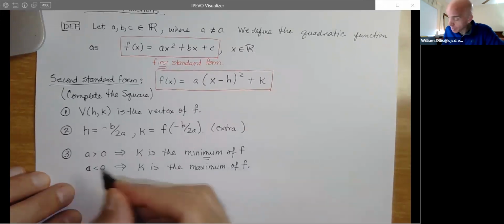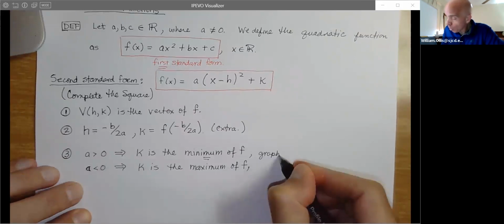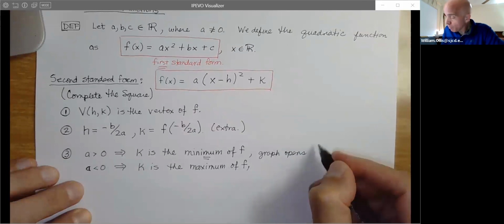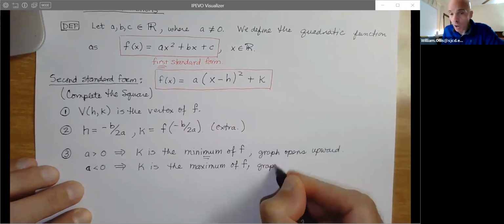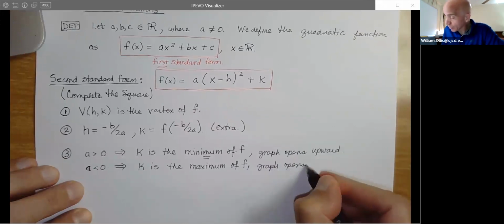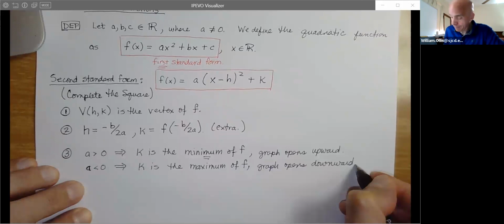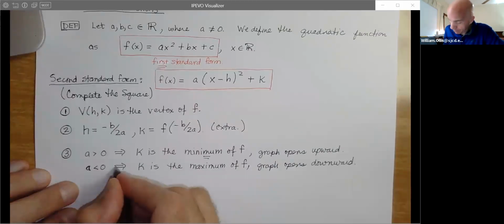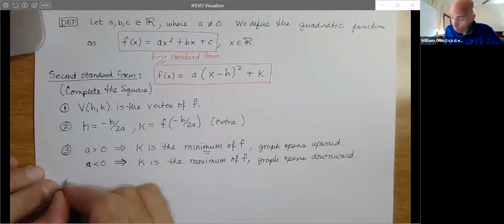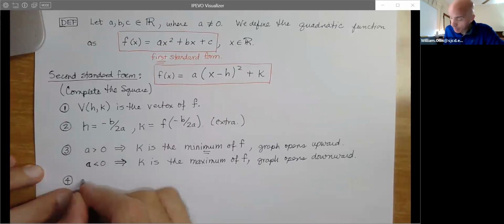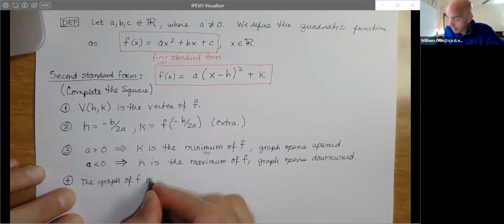And I'll just add to this, graph opens upward. Graph opens downward. And in each case, and this is probably kind of obvious, number 4, the graph of f is a parabola.